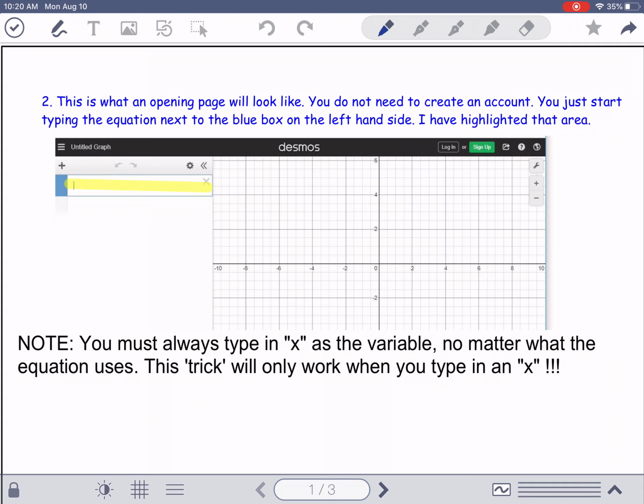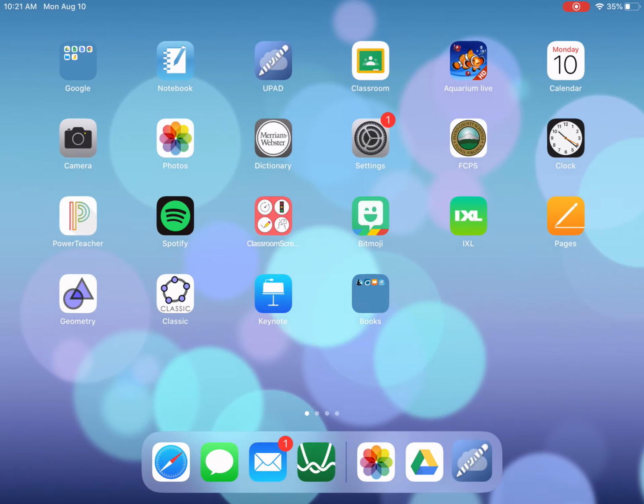The other most common mistake is this note. You must always type in an x as the variable, no matter what your equation uses. So this trick to get Desmos to give us the answer only works if we type an x in for the equation. On my iPad, I do have an app.